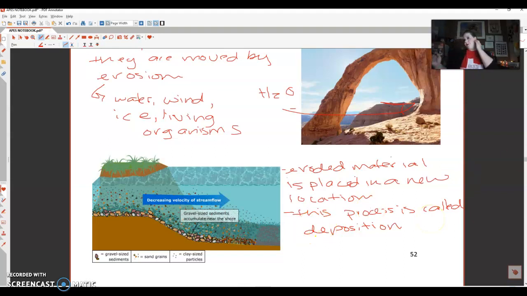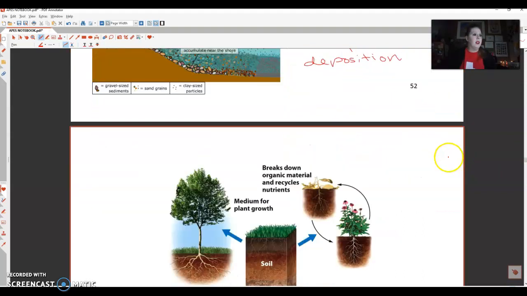Okay, so let's start at the beginning. Weathering is when rocks get broken down into soil. The soil is then moved from place to place through erosion, and when it gets moved to a new location and it's at that new location, that is called deposition. That's the difference between all three. All right, so let's flip to the next page.